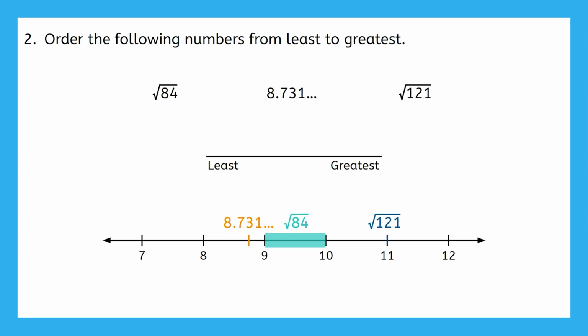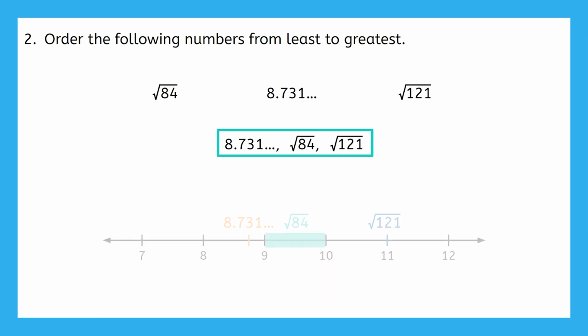Looking at the number line, 8.731... is on the left, so it's the smallest number. The square root of 84 is in the middle, so it goes next. And the square root of 121 is on the right, so it's the largest.